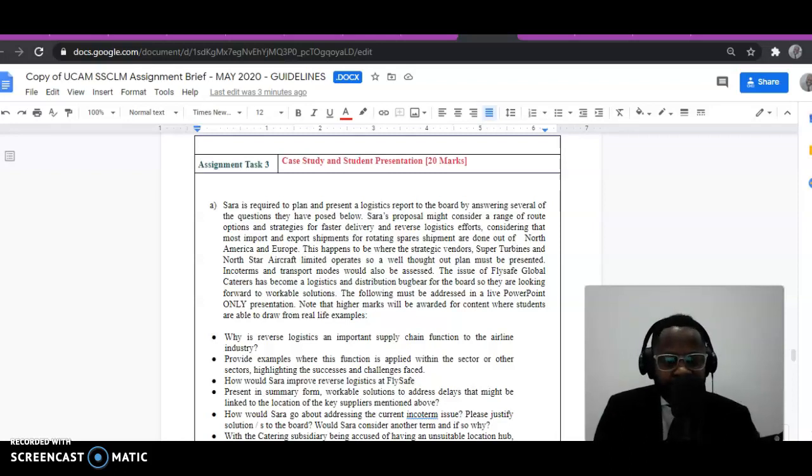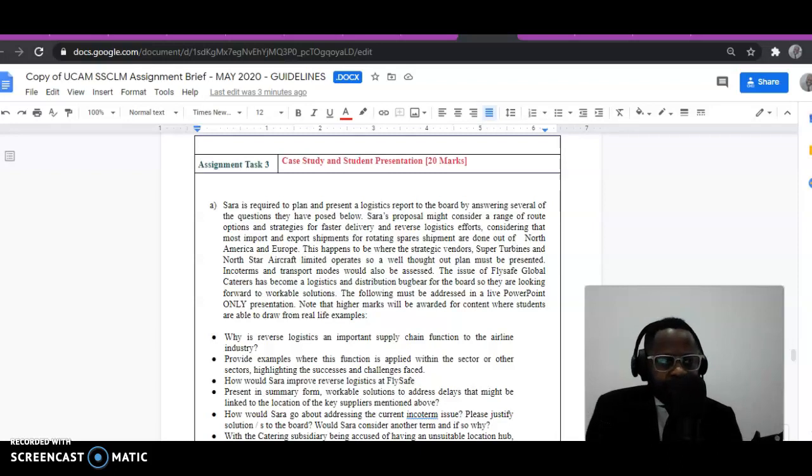or PowerPoint only presentation. Note that higher marks will be awarded for content where students are able to draw from real life examples. All right, so the first part of your presentation should give an overview of the case. So in your first slide, you may want to have an overview of the case, right? And then you move on from there. Why is reverse logistics an important supply chain function to the airline industry? All right, so your second slide or maybe third may want to discuss something like this.